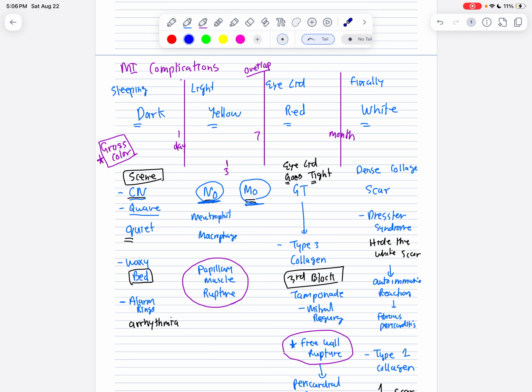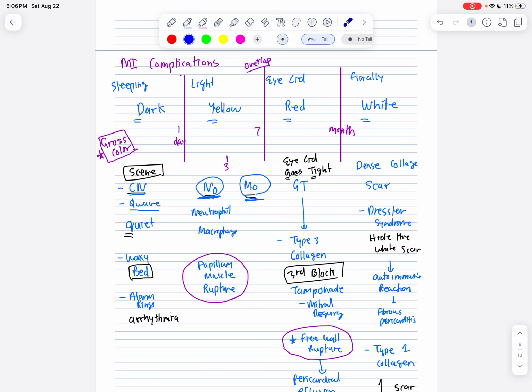So again, dark, which means Q wave for quiet, waxy bed, and the alarm is going to ring, and when the alarm rings, it kind of vibrates, and that's similar to how arrhythmia is for the heart. But after this, also just know coagulative necrosis. So just know that it's going to be a calm sleep, so coagulative necrosis.